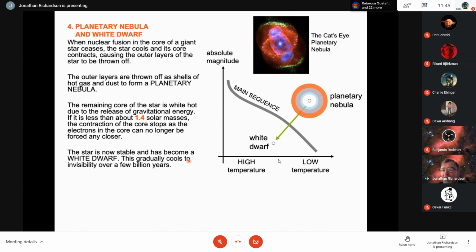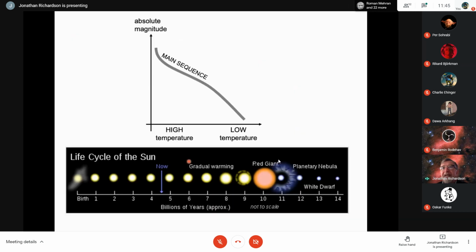So the overall life cycle now becomes very significant. So the life cycle of a star like our sun goes through its birth phase, its gradual warming, its formation of the red giant, and then the demise to the planetary nebula and the white dwarf, which is slowly going to cool down. And you can see that this total phase, and we are looking at about 10 billion years as the lifetime of a burning sun.